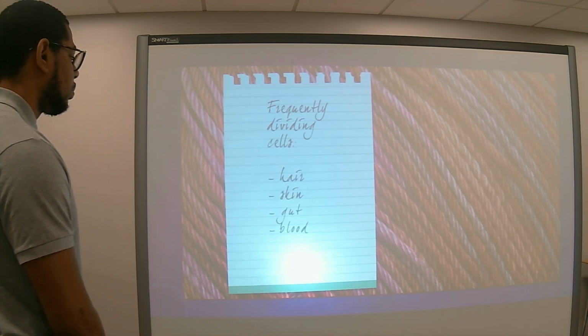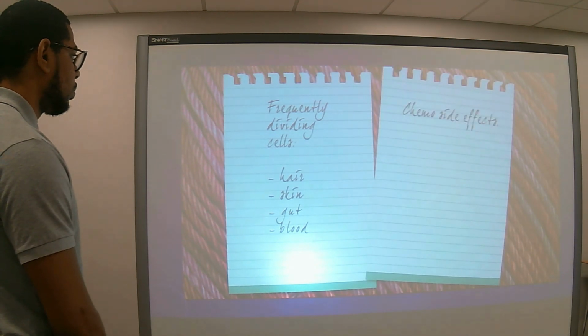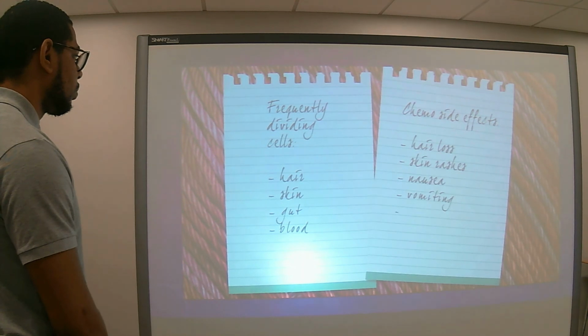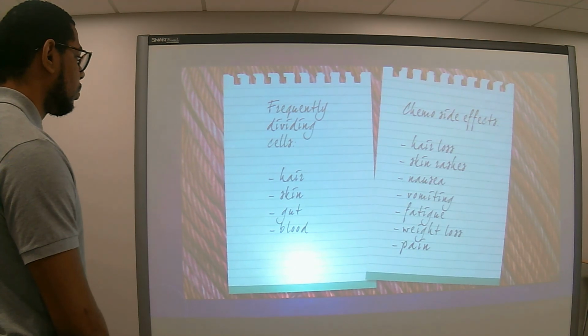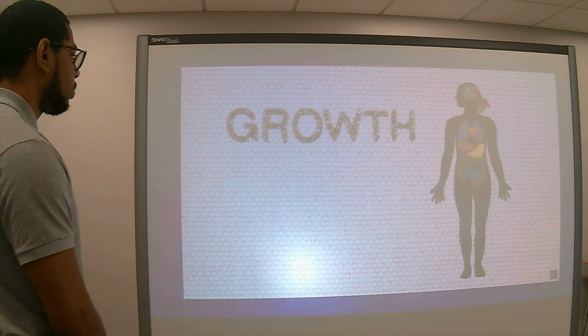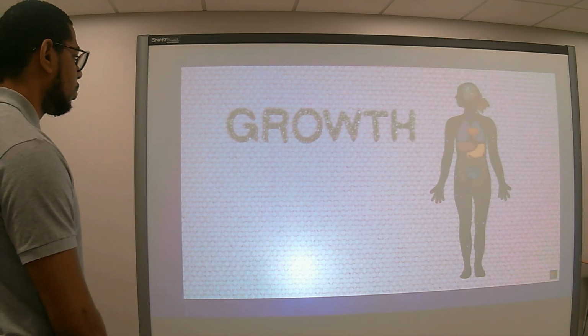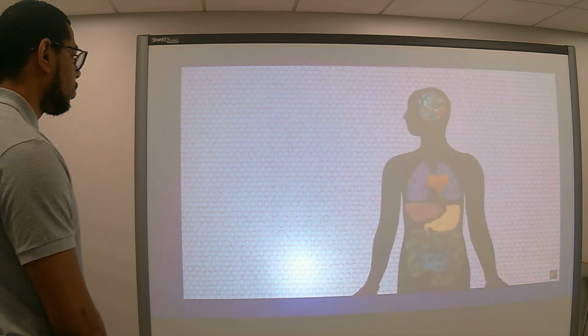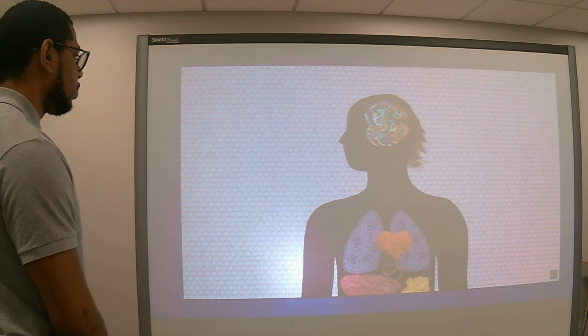So the list of unpleasant side effects of cancer treatment parallels these tissue types: hair loss, skin rashes, nausea, vomiting, fatigue, weight loss, and pain. That makes sense because these are the cells that get hit the hardest. So in the end, it's all about growth. Cancer hijacks cells' natural division machinery and forces them to put the pedal to the metal, growing rapidly and recklessly. But using chemotherapeutic drugs, we take advantage of that aggressiveness, and we turn cancer's main strength into a weakness.